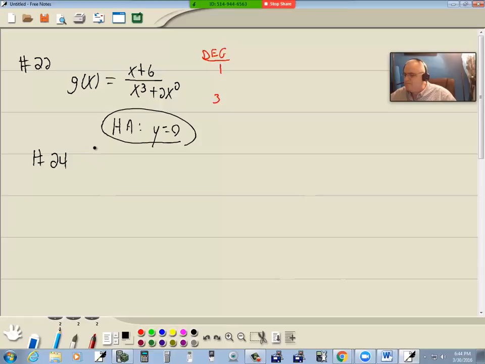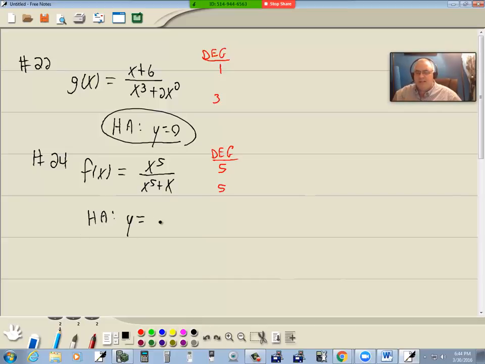Now 24. We got f of x is equal to x to the fifth over x to the fifth plus x. And we're wondering about the horizontal asymptote again. The degree of the top is 5. The degree of the bottom is 5. So the degrees are the same. Remember, when degrees are the same, we create a new fraction. So we've got y is equal to this fraction. And I take the numbers off the front of the x largest power. So this will be 1, and this will be 1. And 1 over 1 is 1. So our answer is y is equal to 1.